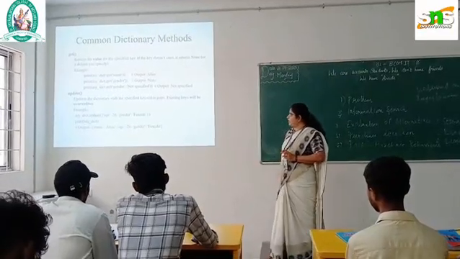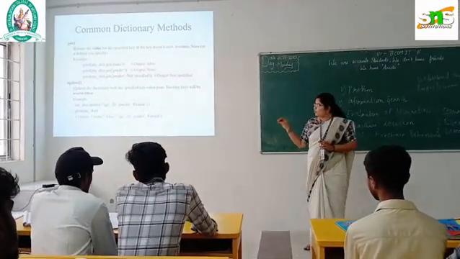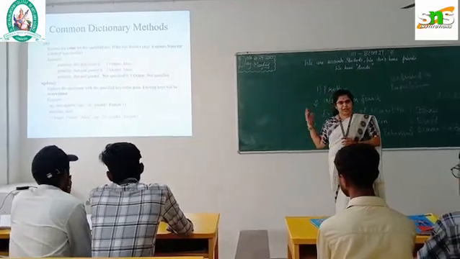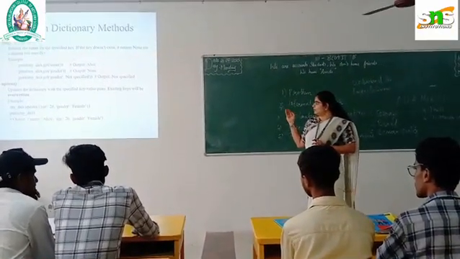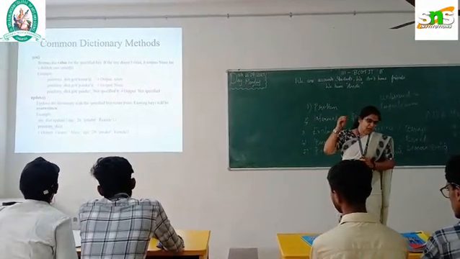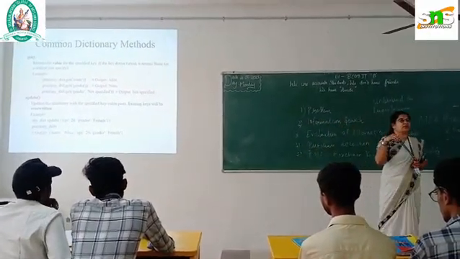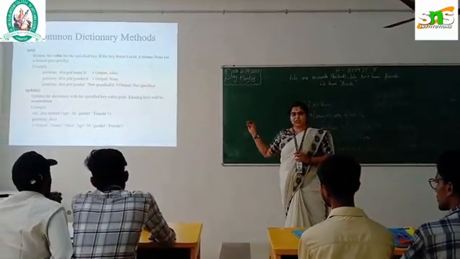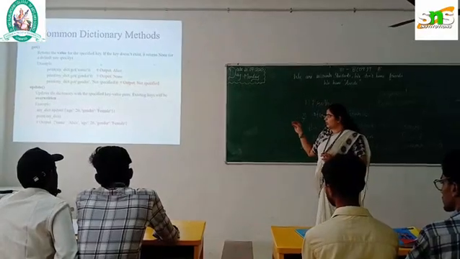Then next is update. We update our dictionary by using the update function. It updates the dictionary with the specified key value pairs. Existing keys will be overwritten. If we already gave the key values, they will be overwritten. For example, my_dict.update, we give age 26.